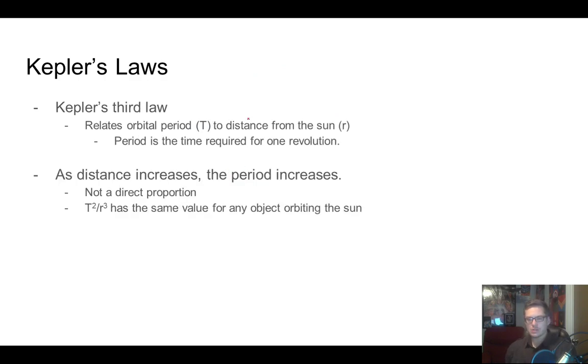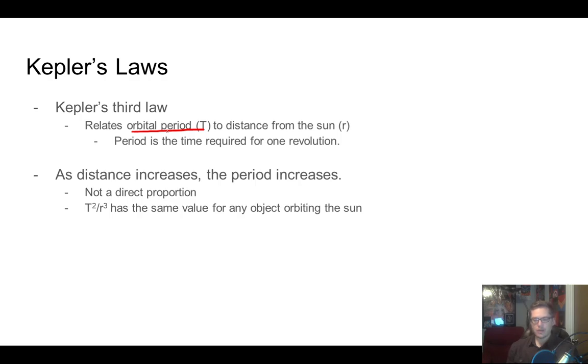Okay, and this one's a little bit different. So the first thing that it does is it relates the orbital period, and that's represented by a capital T, to the distance from the sun. Now the period, just like in a wave, remember a period in a wave is the time it takes to go from like peak to peak, right? It's the same idea. It's the time it takes for one revolution.